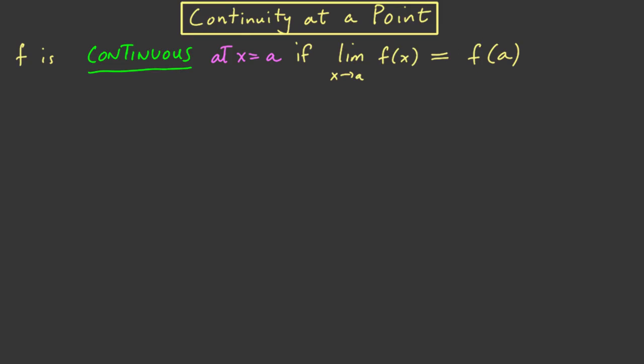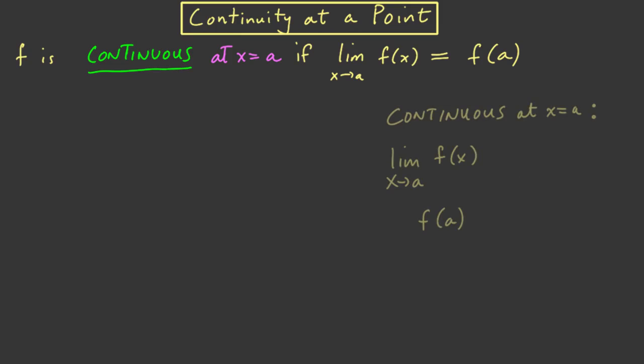Now, one great thing about functions being continuous at points is that if we know that f is going to be continuous at x equals a, then that makes calculating this limit really easy. We can just calculate f of a instead. So continuity, when we have it, makes life a lot simpler. So it's fantastic.